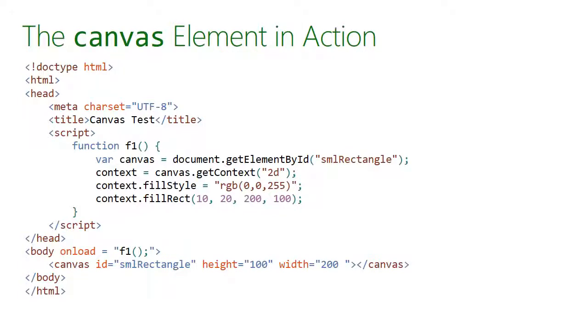Okay, so what we're doing here then is just creating a blue rectangle essentially on the screen using context.fillStyle with RGB 0, 0, 255, so 255 maximum value there for blue, and then context.fillRect to actually fill in a blue rectangle.